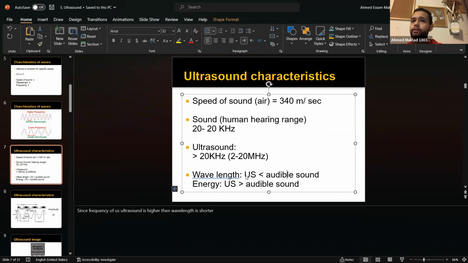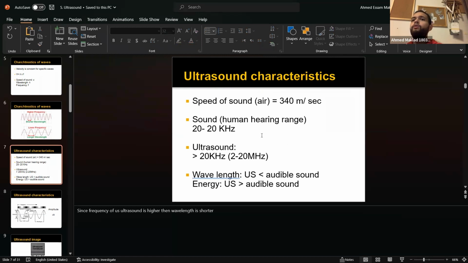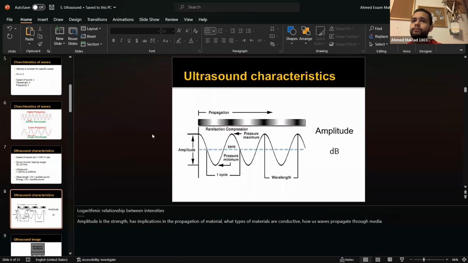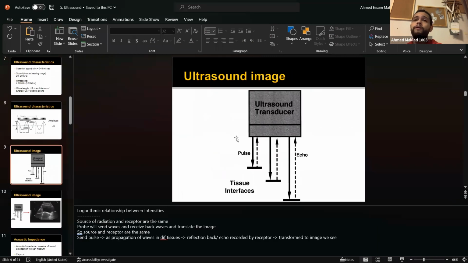In wavelength, the ultrasounds are shorter than the audible sound, but the energy is higher than the audible sound, because the frequency of ultrasounds is higher than what we can hear. Again, same thing, no difference.